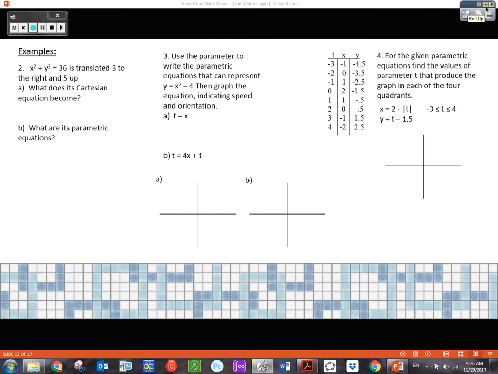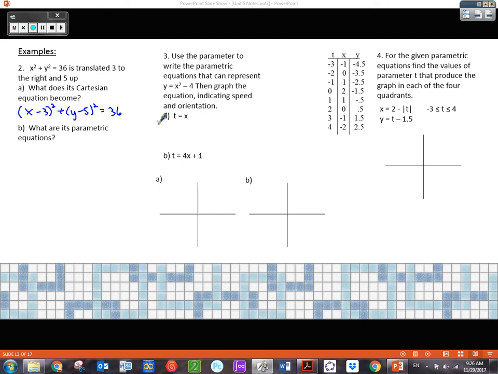Okay. So first, let's write the equation of the circle in Cartesian form. This would be centered at 0, 0, right at the origin. We actually want an equation where we're translated 3 to the right and 5 up. So our h and our k are going to be different, aren't they? So instead, our equation would be x minus 3 squared, since we're translated 3 to the right, plus y minus 5 squared, since we're 5 up, equals, and our radius is the same. So that's the equation that we're going to parametrize.